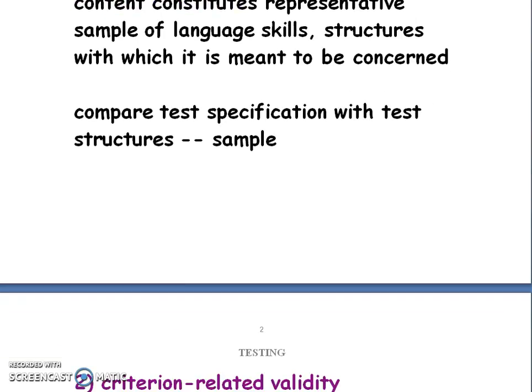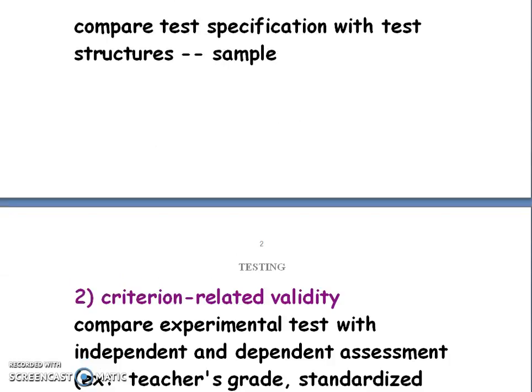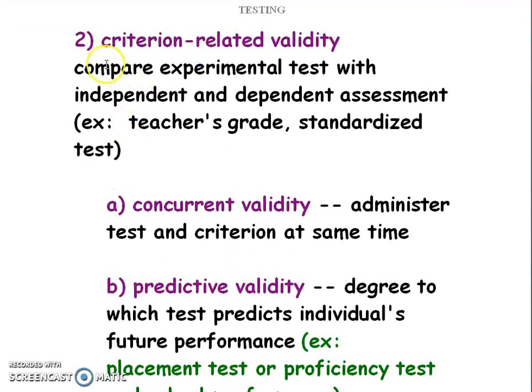And how do you know if you have good content validity? You have to compare the test specification with the test structures, and you want to see a sample of the test. Okay, the next kind of validity is criterion-related validity.